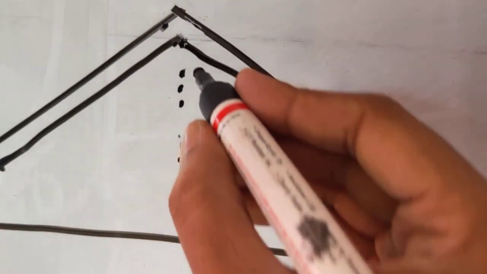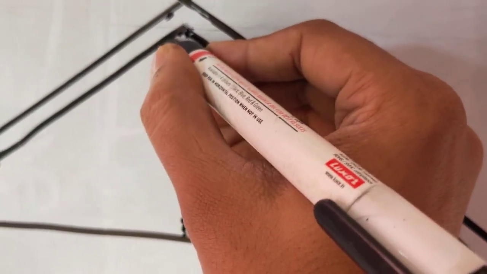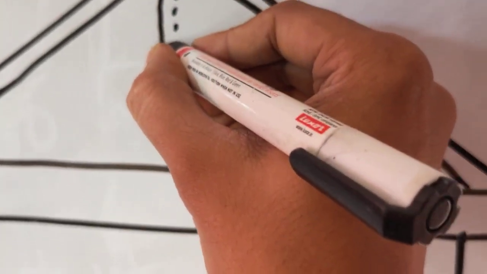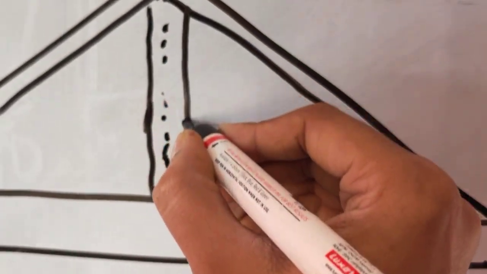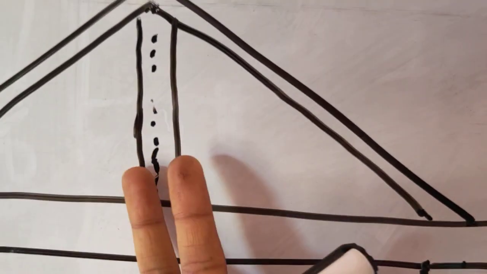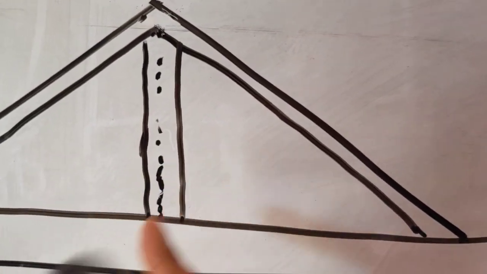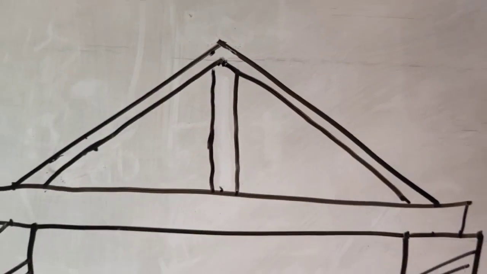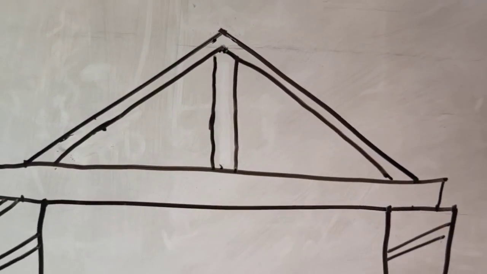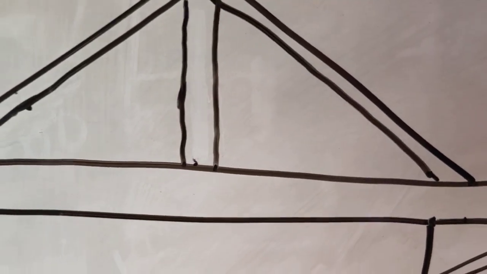So on both sides of the dotted line you extend 2 mm. Total this is 4 mm, 2 mm on both the sides, and erase the center line. Okay. So this is our king post. Now we need to draw the struts.